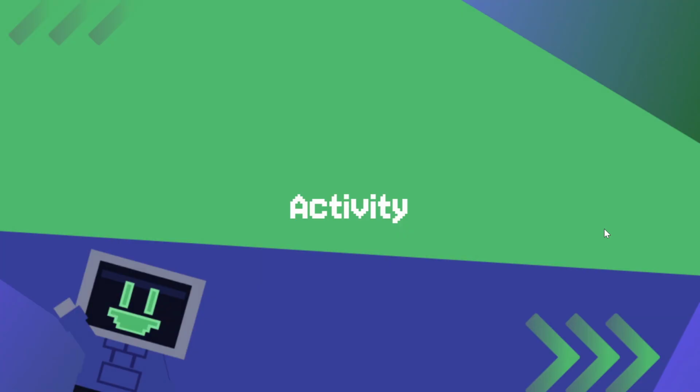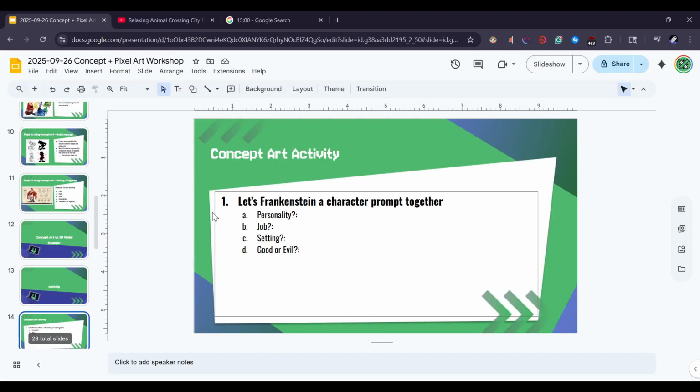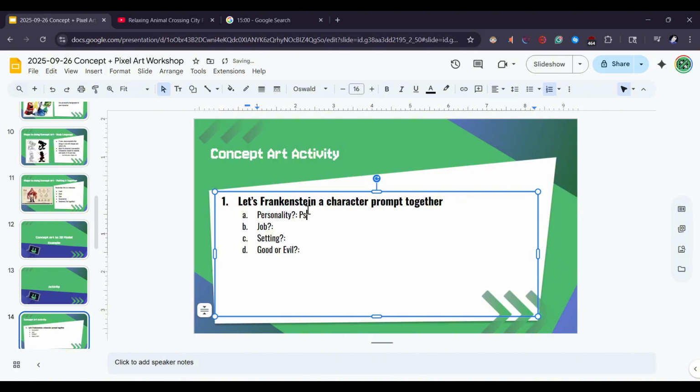So yeah. Now let's do a fun activity. Yay! Let's Frankenstein a character prompt together. Yeah, okay. We're gonna go one by one. Does anyone have suggestions for personality? Please raise your hand. We're gonna be making this character together in the concept art reference sheet. Don't be afraid. Yes? Psychotic. Psychotic. Yeah. Alright. Psychotic.